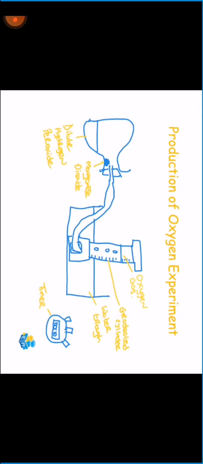Now some of you may ask, how is the reaction started? To start the reaction, you would set up your experiment as it is here with your inverted conical flask. Once you want to start the reaction, you would flip your conical flask 90 degrees anti-clockwise so that the manganese dioxide will drop into the hydrogen peroxide, and you would start your stopwatch and start timing how long it takes for different volumes of oxygen gas to be produced.